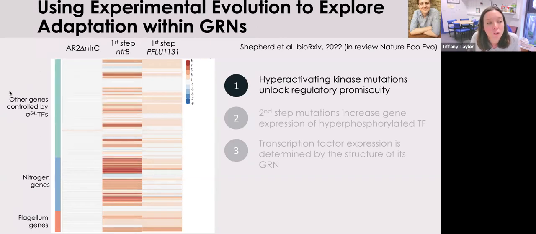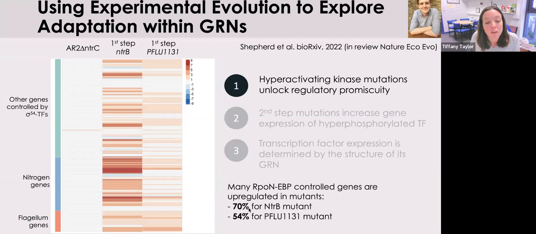And this story holds true if you look across all the other genes controlled by the sigma 54 dependent transcription factors. After this first step mutation, there's a large increase in expression in a number of these. If you add it up, there's increased expression for 70% of all of these genes controlled by sigma 54 dependent transcription factors in the NTRB mutant, and 54% in the 1131 mutant. So this first step mutation that leads to a buildup of phosphorylated transcription factor in the cell seems to unlock regulatory promiscuity and facilitate those non-cognate interactions that can lead to off-target expression effects.